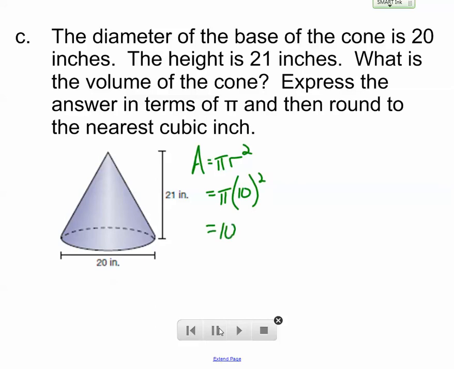They said leave it in terms of pi, so I'll just call it 100 pi. The radius is 10, 10 squared is 100, 100 times pi is 100 pi. Been doing that a lot lately. All right, now we're going to do volume.